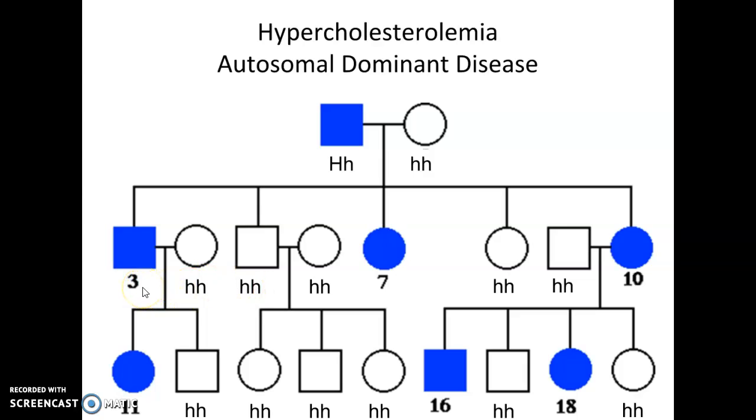How about person number 3? Well, person number 3 has a mom that only has little h's to give and also has a son that only has little h's. So we know person 3 has to be a heterozygote. Person 7 doesn't have any offspring, but once again, person 7's mom only has little h's to give, so she has to be a heterozygote. Number 10 has kids that are homozygous recessive and a mom that is homozygous recessive. That means she's got to be a heterozygote. Person 11 has, once again, a mom that's homozygous recessive, so has to be a heterozygote. Person 16 and 18 both have a dad that is homozygous recessive, so they must have gotten a little h from him, so they also have to be heterozygotes.